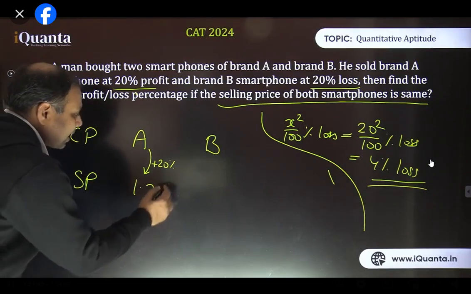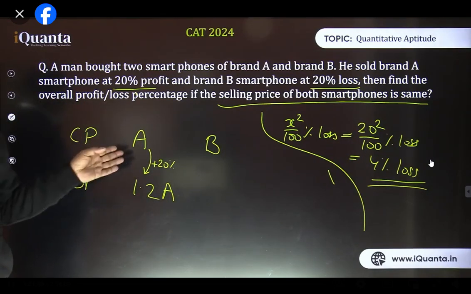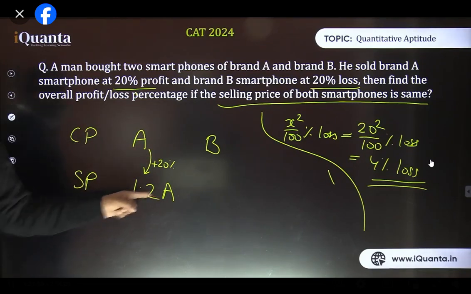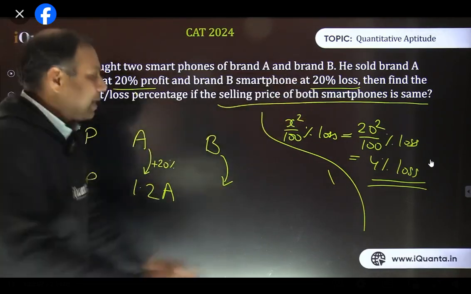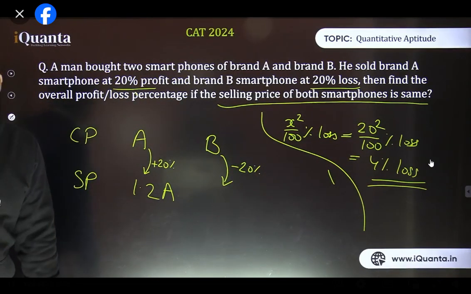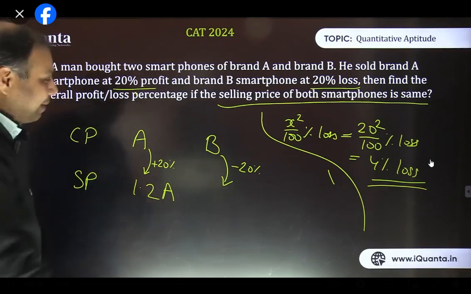Let's use decimal, no issues in that. So that is 1.2A because 20% profit is there. I'm not taking it to be 100 now. I don't know how much it is, I'm writing it A only. So cost prices are A and B. For A, selling price comes out to be 1.2A. Can you find out the selling price of B? Mind that it is being sold at a loss of 20%. Yes, somebody understood. It is 0.8B. Perfectly fine.